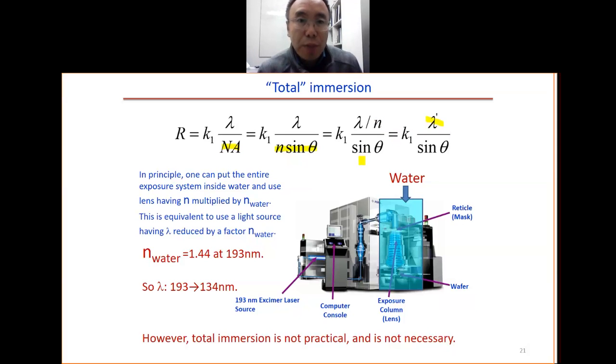So this makes sense. If you put everything in water, in a liquid, the lens material also has to be modified. So you use a lens material that has an index multiplied by the n of water. This way everything will be the same, but you get a higher index and shorter wavelength, so you get better resolution. For the case of water, n equals 1.44.